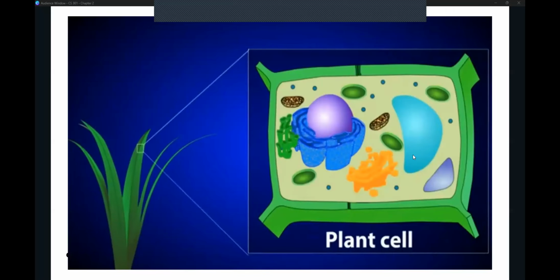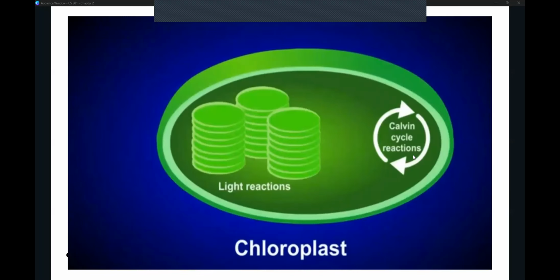The leaves of this plant have cells that carry out photosynthesis. If we zoom in on this photosynthetic plant cell, we can see the chloroplast, where the reactions of photosynthesis occur. Photosynthesis consists of 2 primary steps, the light reactions and the Calvin cycle reactions. In this tutorial, we'll focus exclusively on the Calvin cycle reactions.